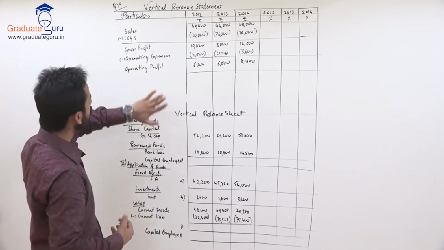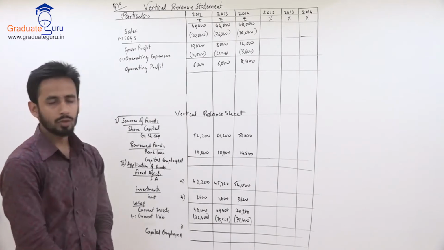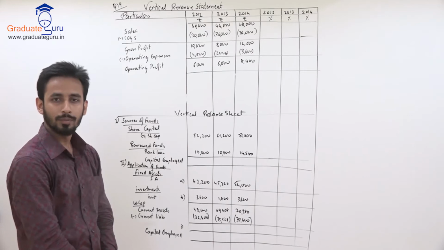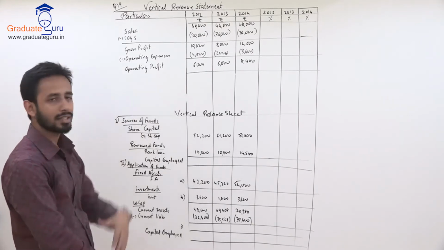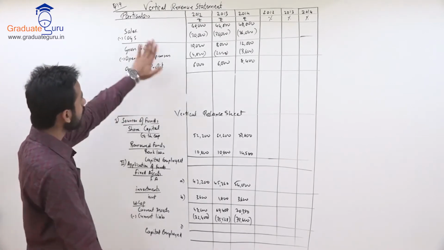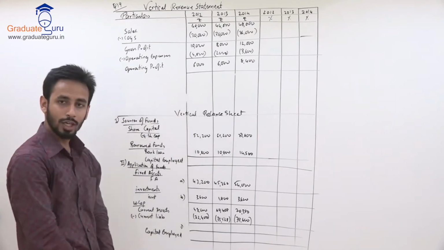I am assuming that this is not the total. This is a total balance sheet, vertical statement, revenue statement. I am assuming this is an extract. What am I assuming? I am assuming this is an extract of the vertical revenue statement, because this amount has to be added. So there are two assumptions that you can take.